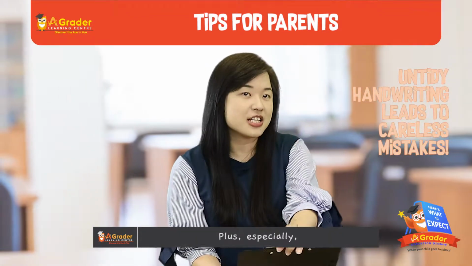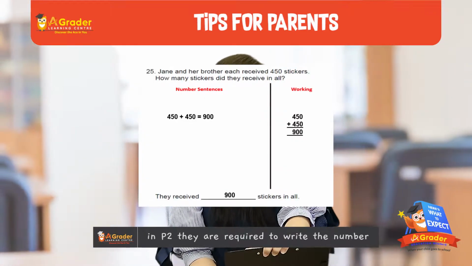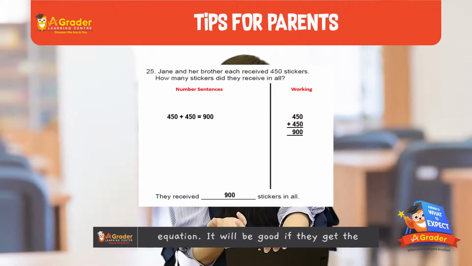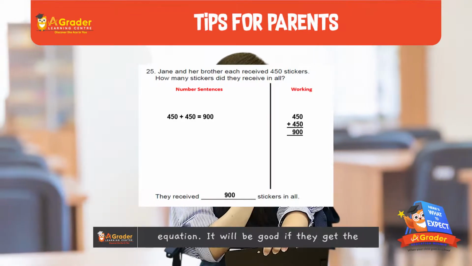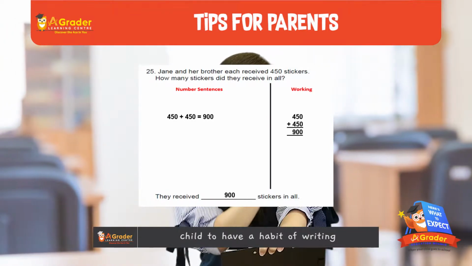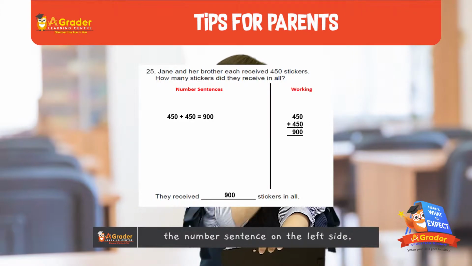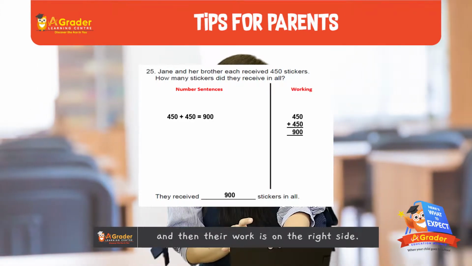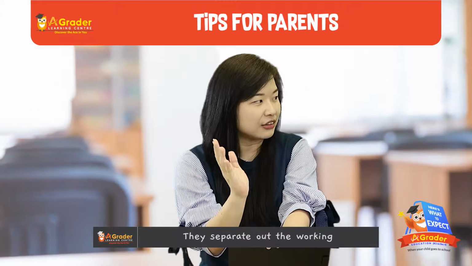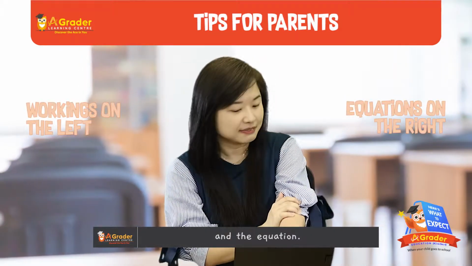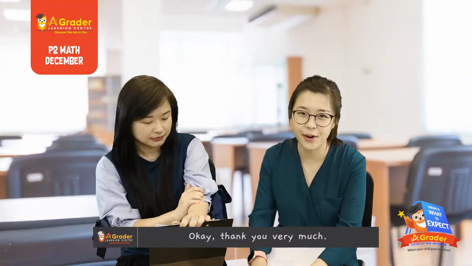Especially in P2, they are required to write the number equation. So it will be good if parents get the child to have a habit of writing the number sentence on the left side and the workings on the right side, so they separate out the working and the equation. Understand. Okay, thank you very much.